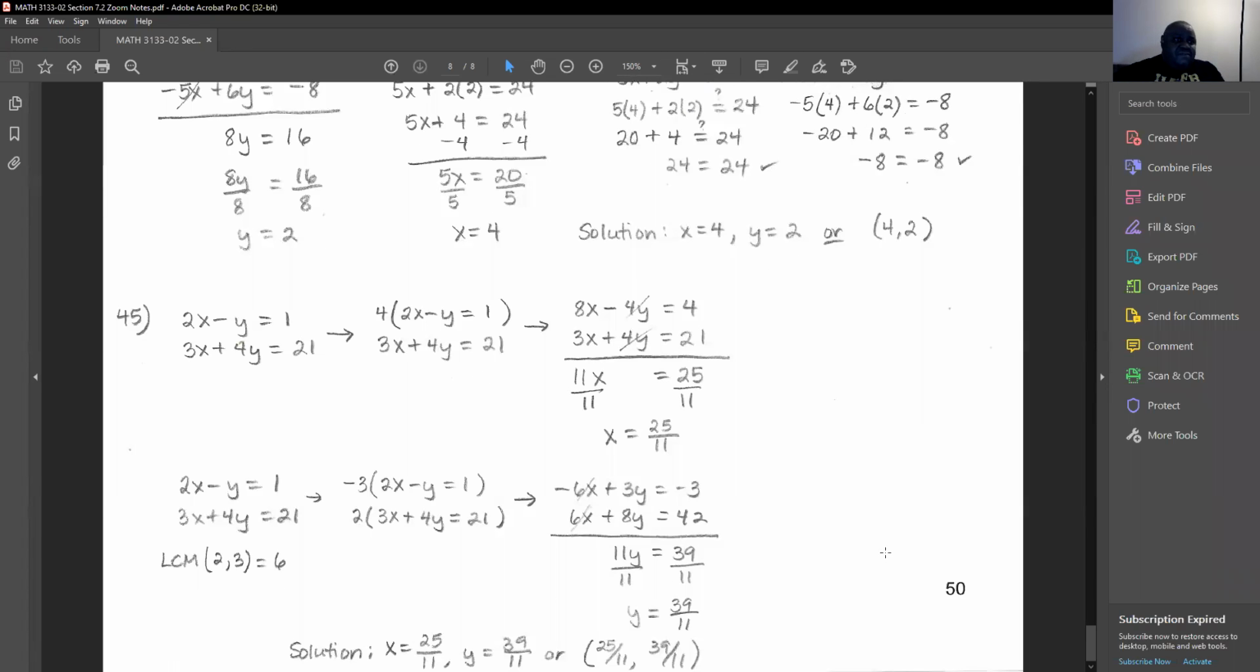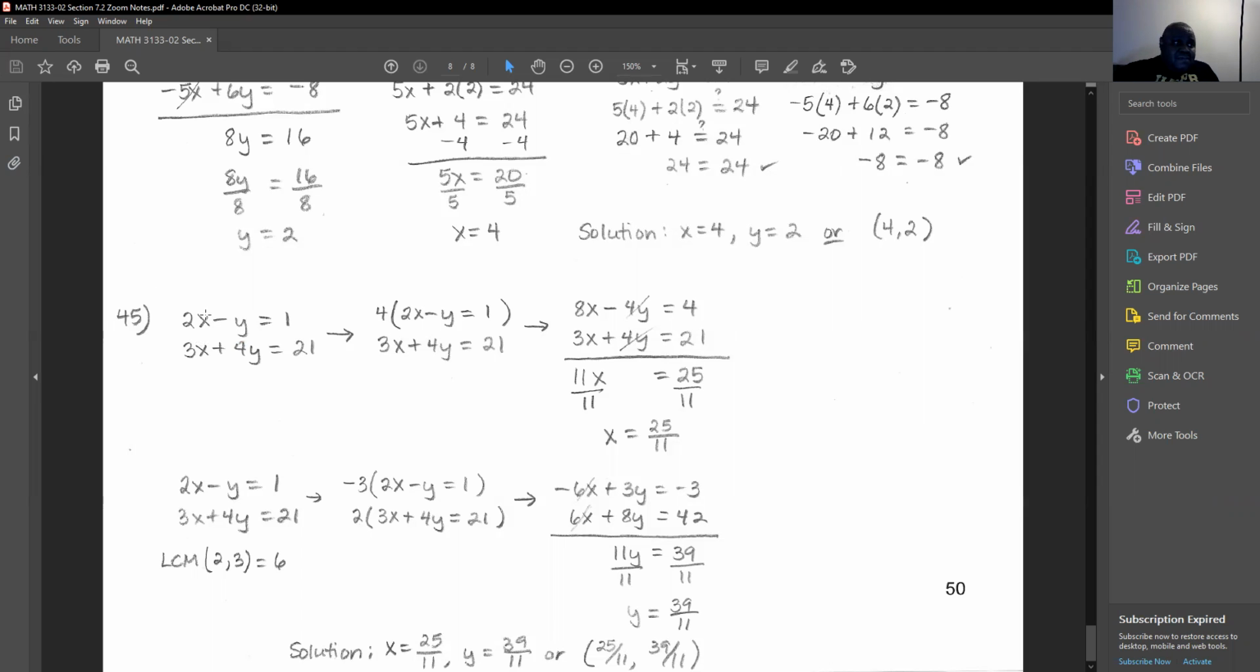This one's a little bit different, as you can see. Because if I was to add 2x and 3x, I'm going to get 5x. If I add the negative y and the 4y, that would give me 3y. Neither the x nor the y is eliminated. So that's going to mean I'm going to have to multiply either one equation or two equations by some number in order to eliminate either the x or the y.